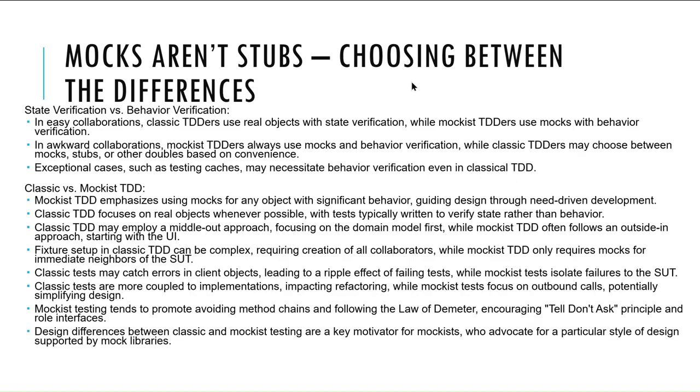Choosing between the differences: state verification versus behavior verification. In easy collaborations, classic TDDers use real objects with state verification, while Marxist TDDers use mocks with behavior verification. In awkward collaborations, Marxist TDDers always use mocks and behavior verification, while classic TDDers may choose between mocks, stubs, or other doubles based on convenience.